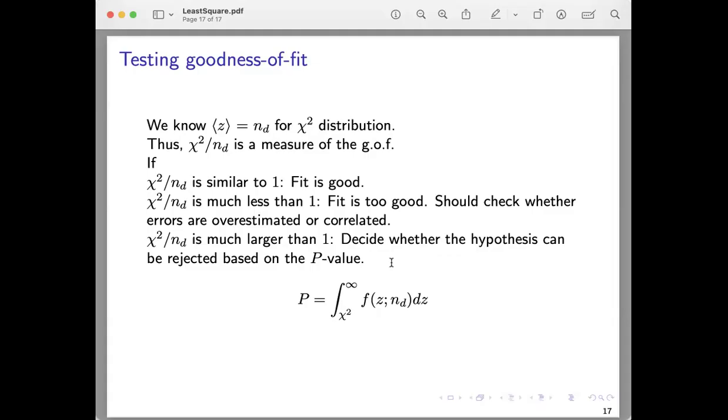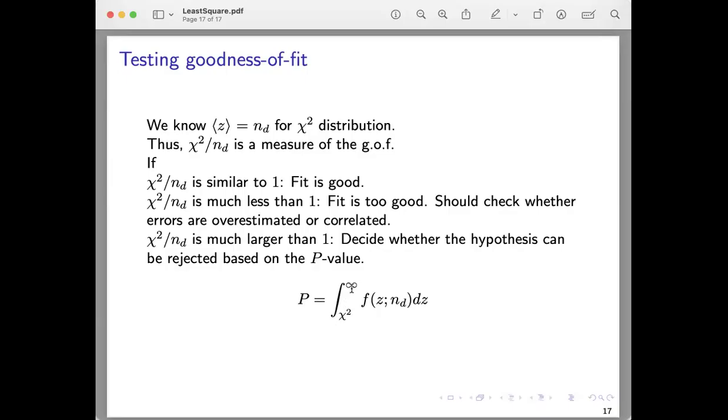That means, what is the p-value? The p-value here is the probability that you will get a chi-square equal to or more than the chi-square that has been observed. That means if you take the chi-square distribution and integrate over the values from the obtained chi-square up to infinity, that gives you the p-value.